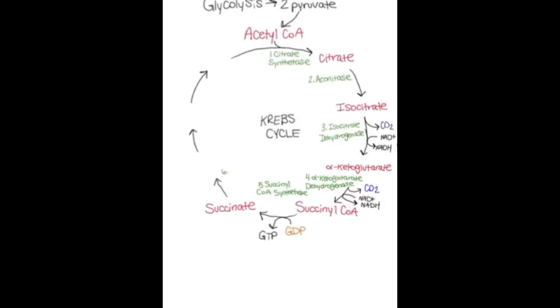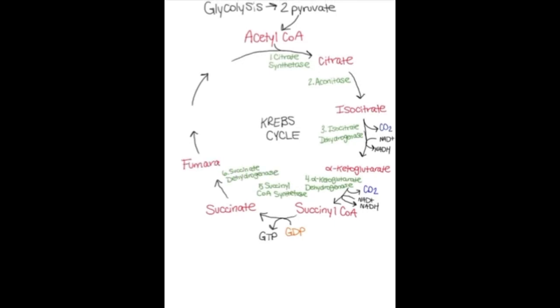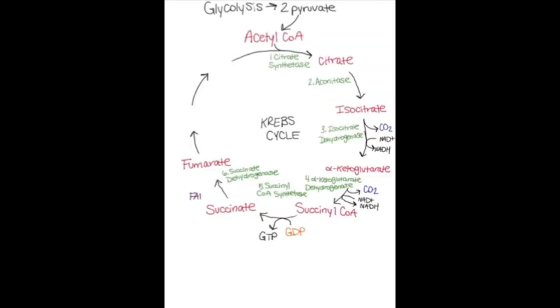Succinate becomes fumarate with the help of an enzyme called succinate dehydrogenase. This is a dehydrogenation reaction in which the introduction of a double bond initiates methylene oxidation. This reaction is the only time in which a molecule of FAD is reduced to a molecule of FADH2 in the Krebs cycle.